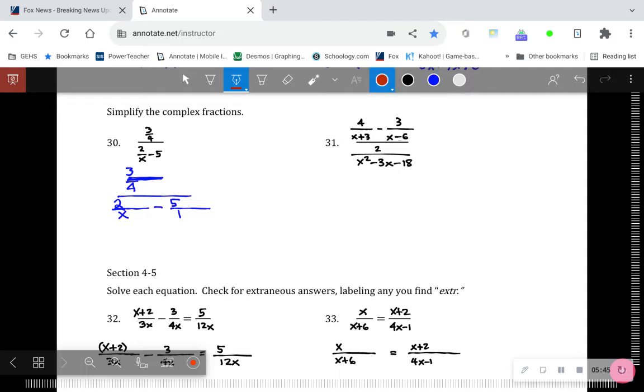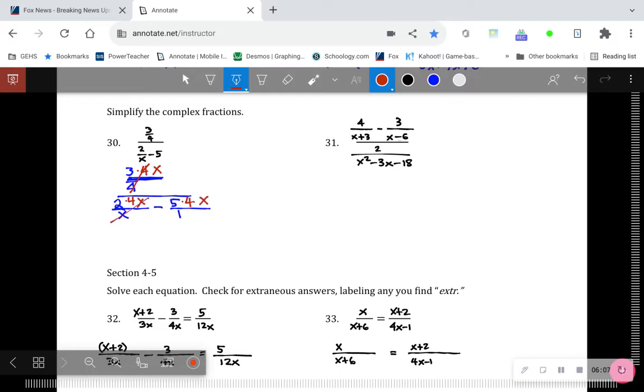So what you're going to try to do is clear all these denominators out. And so we're going to start with clearing out the 4. Multiply by 4, multiply by 4, and multiply by 4. And you can see it cancels there. And then I'm going to clear out the x. So I multiply by x, multiply by x, and multiply by x.